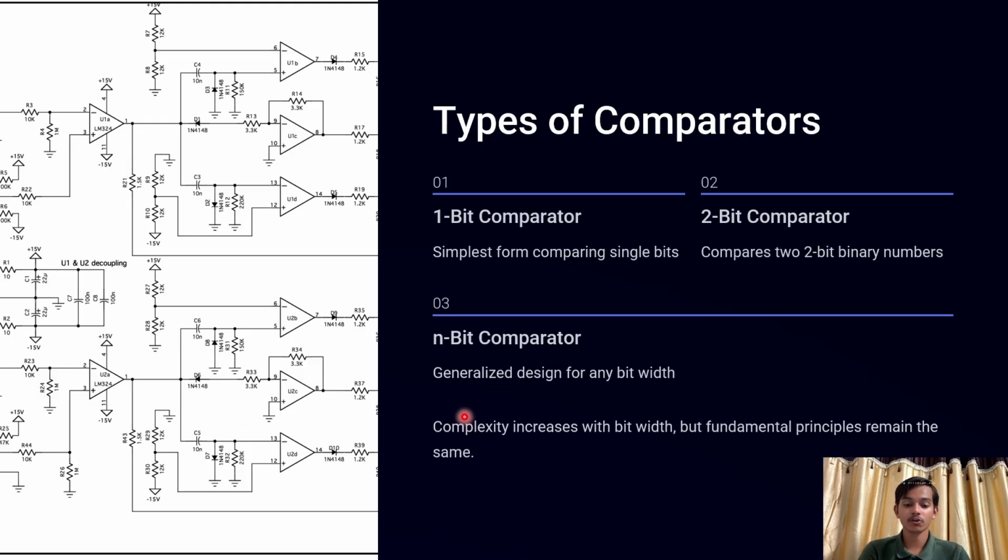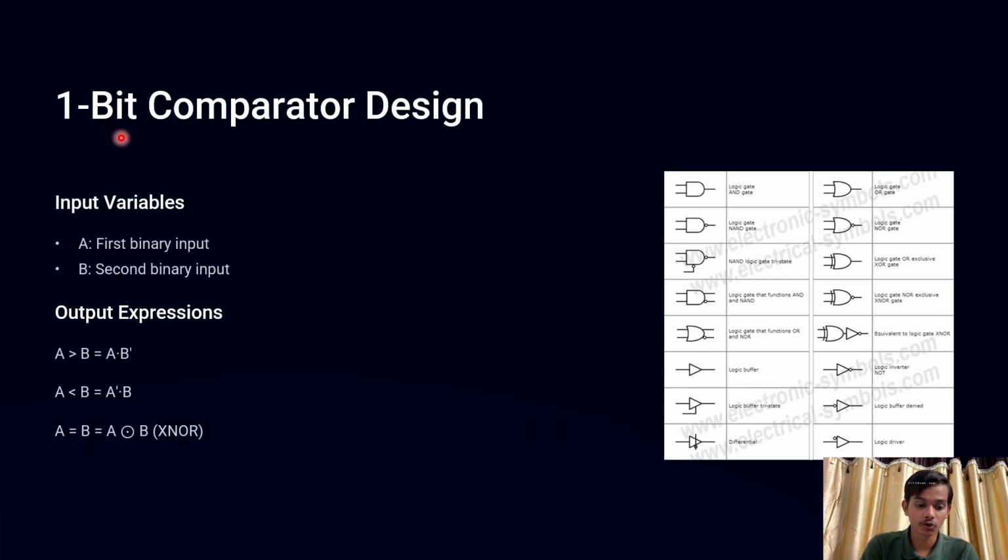Let us now study the design of 1-bit comparator, which forms the basic building block. In 1-bit comparators, A and B are two input variables. The circuit generates three outputs corresponding to greater than, less than, or equality condition. When A equals 1 and B equals 0, A is greater than B. When A equals 0 and B equals 1, A is less than B. Equality is obtained using the XNOR operation, which produces a high output when both inputs are identical. Using all these conditions, we derive the Boolean expression required for the circuit implementation.